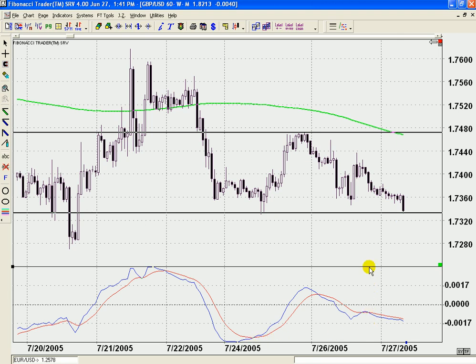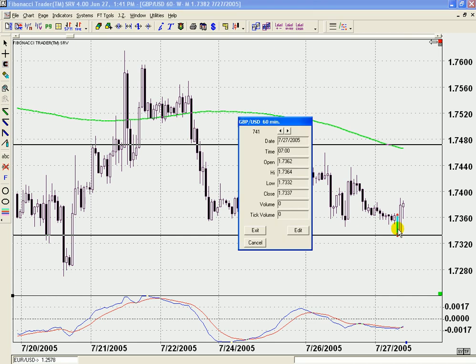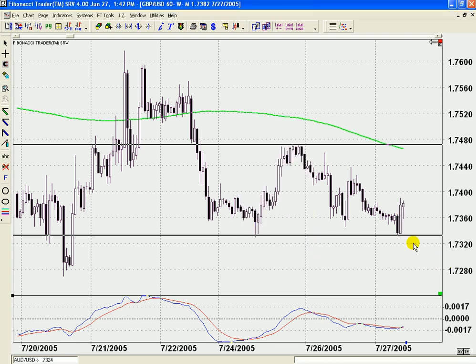MACD divergence. The bounce we get from the low is at 32, and we get a bounce to 90. Okay, so 60 pip bounce.